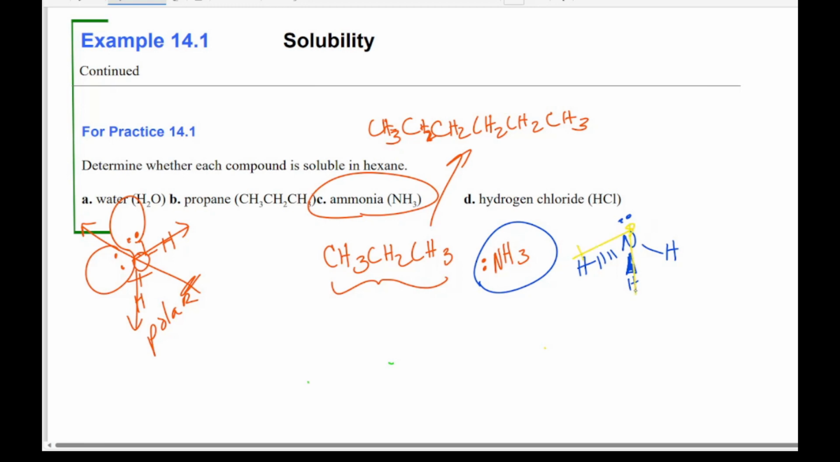So the nitrogen is withdrawing electron density from the hydrogens, leaving a partial positive on the hydrogens and a partial negative on the nitrogen. Additionally, we have this lone pair here, which is adding even more electron density to that end of the molecule. So ammonia is a polar molecule. Therefore, ammonia would not be soluble in hexane.